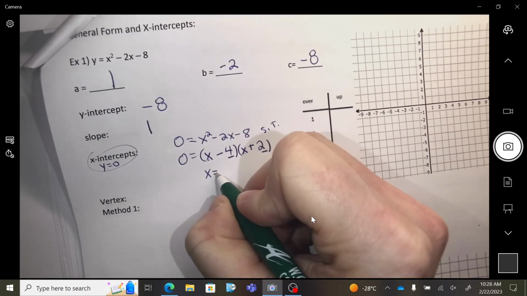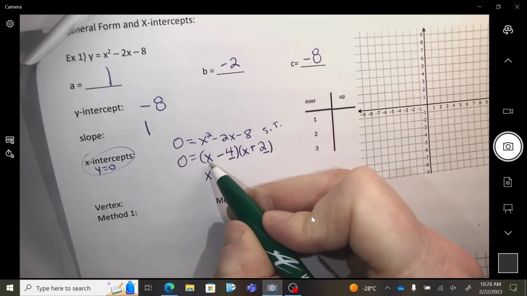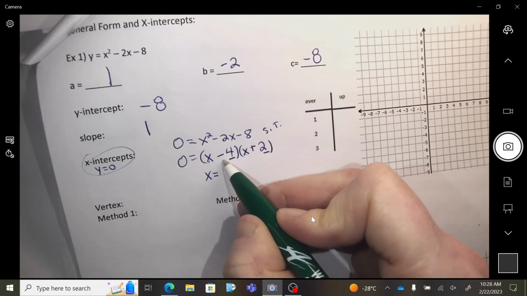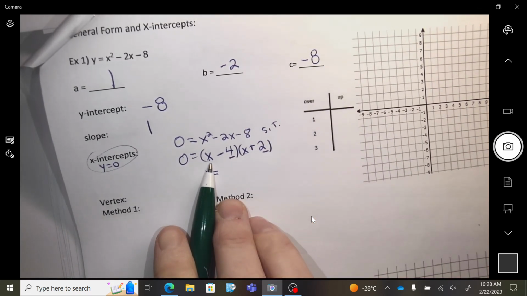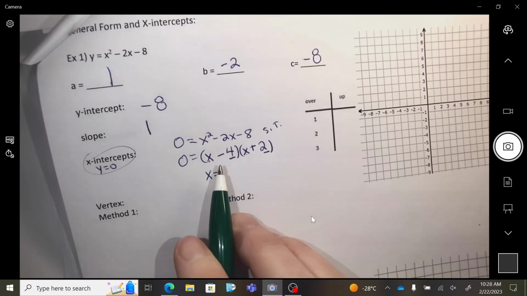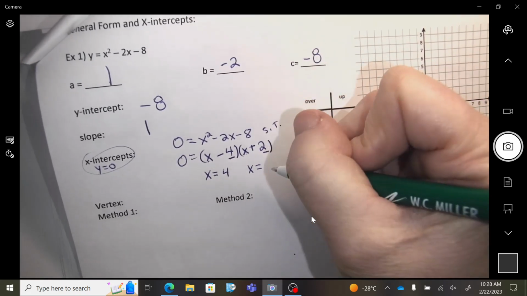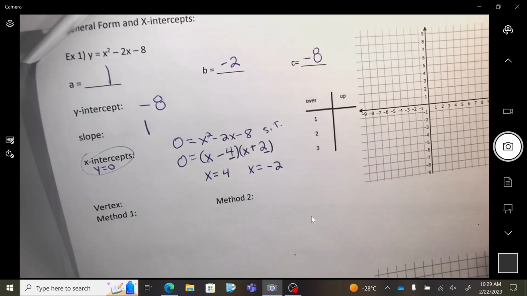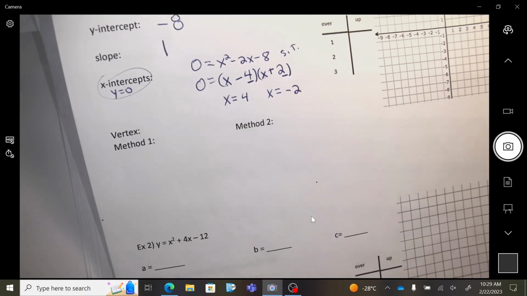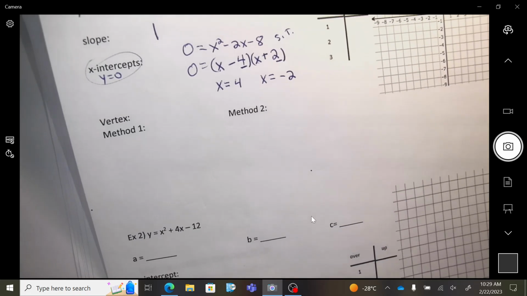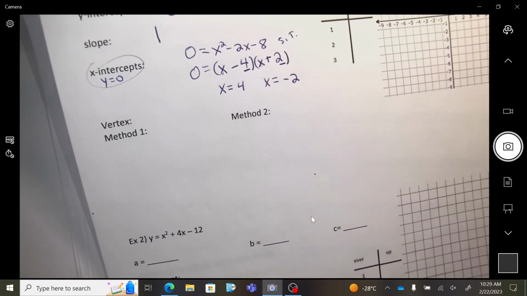So my solution for x is what x number will cause this to be 0? If x was, what number would x need to be to make this 0? +4? Or what else in this bracket? -2. Okay. Don't worry, the whole next unit that we do with quadratics is all this stuff.